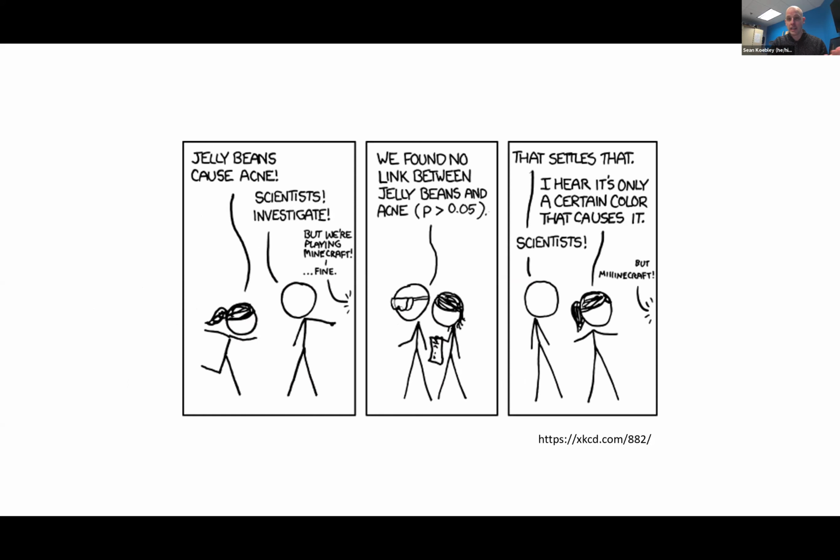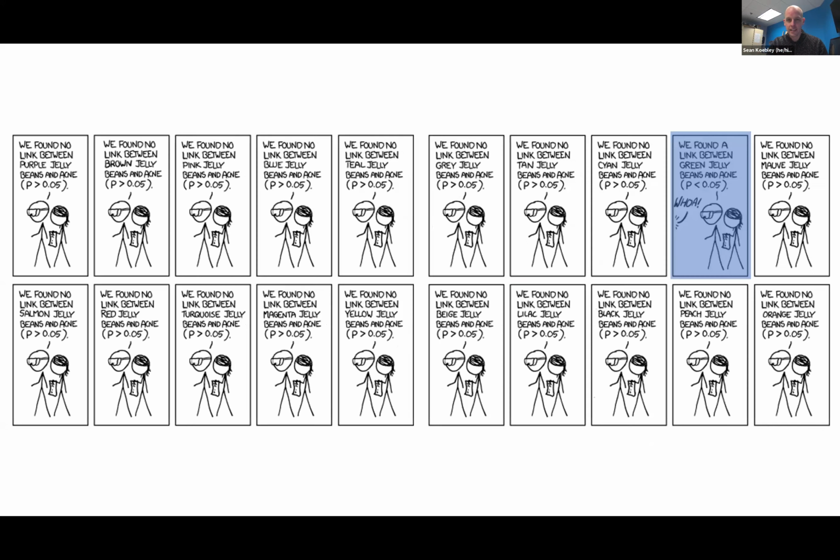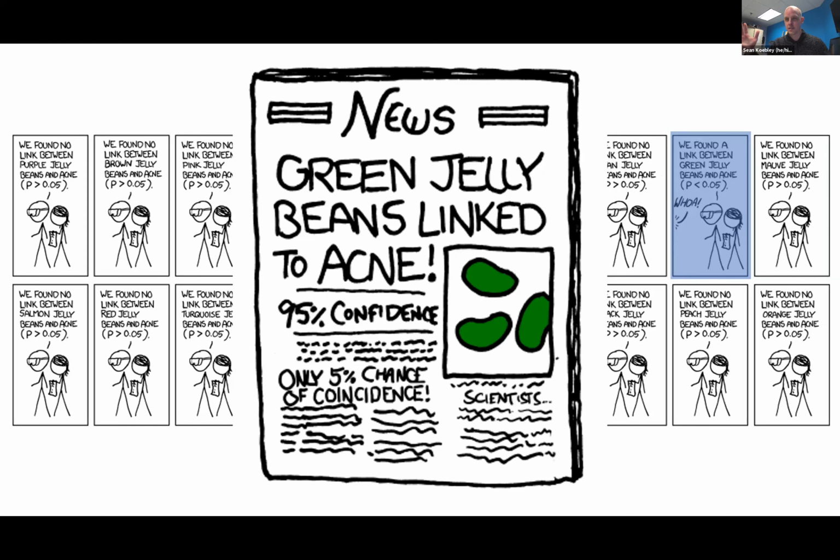But the person with the question says that they think it's only one color. So the scientists try a bunch of different colors. In fact, they try 20 different colors of jelly beans. And in one of those cases, the green jelly beans, what do you know? They find a significant result. And so this is this crazy, incredible result that green jelly beans are linked to acne. And of course, this is kind of ridiculous, and this is a result of the way that we interpret or misinterpret the p-value.